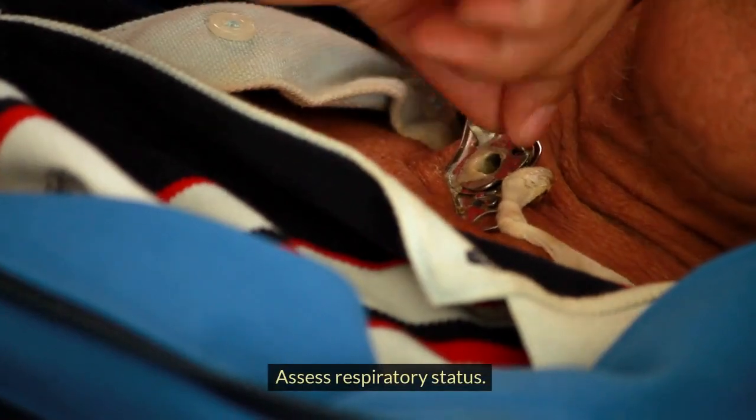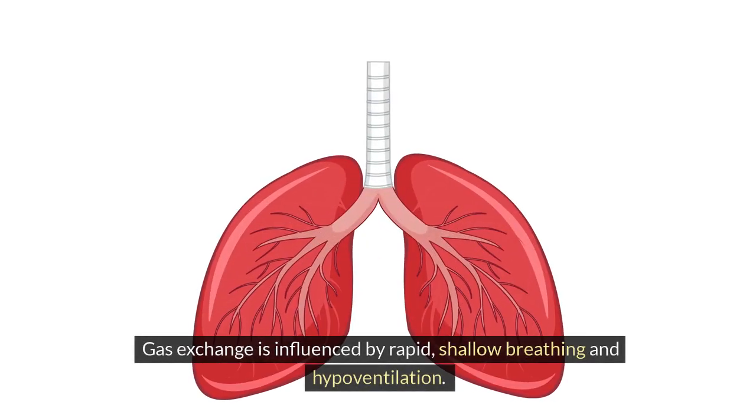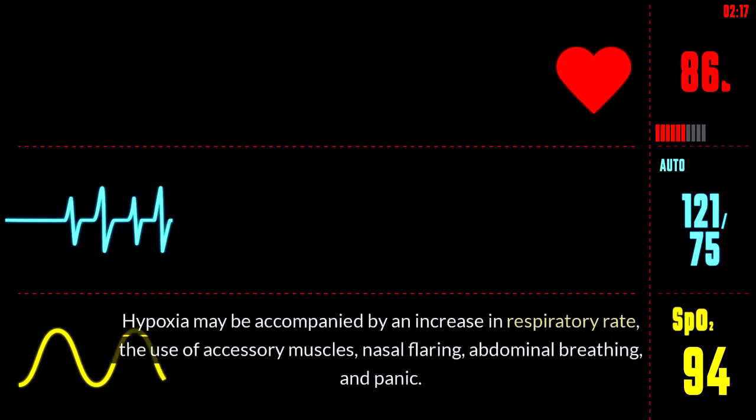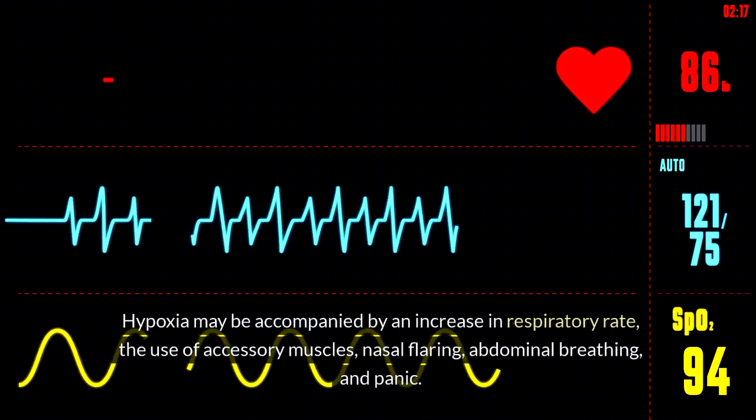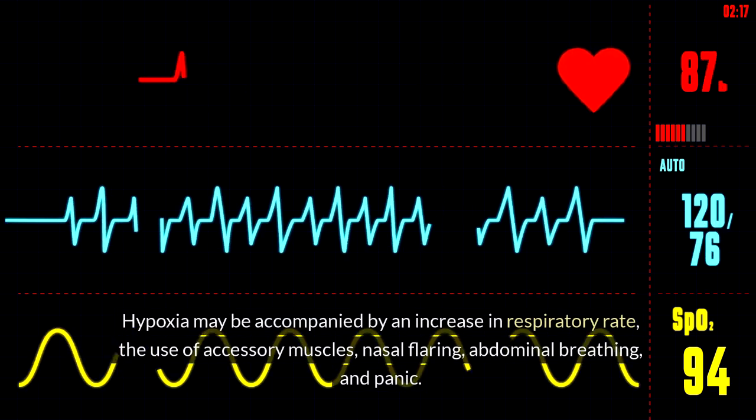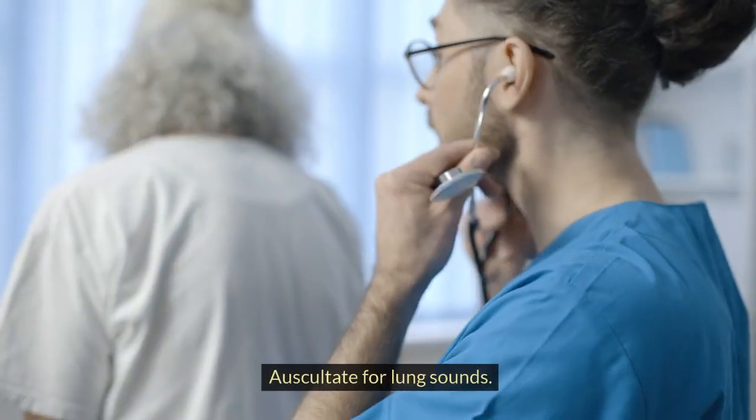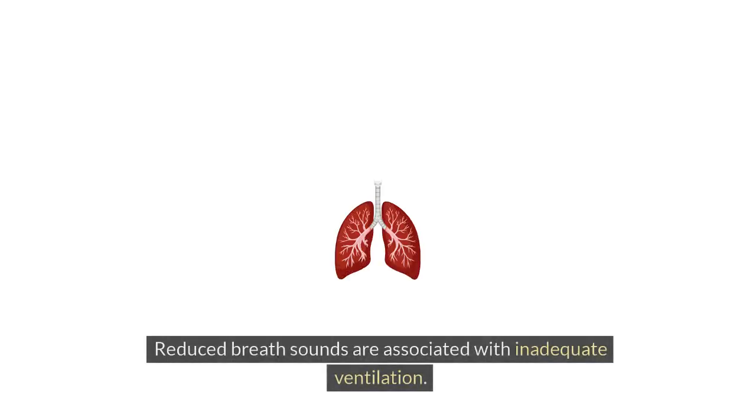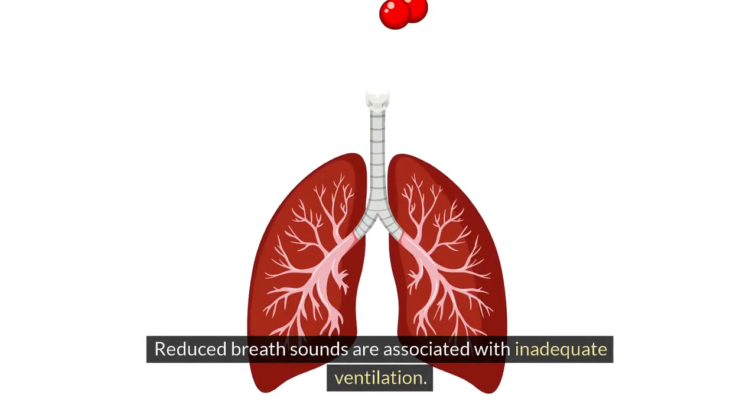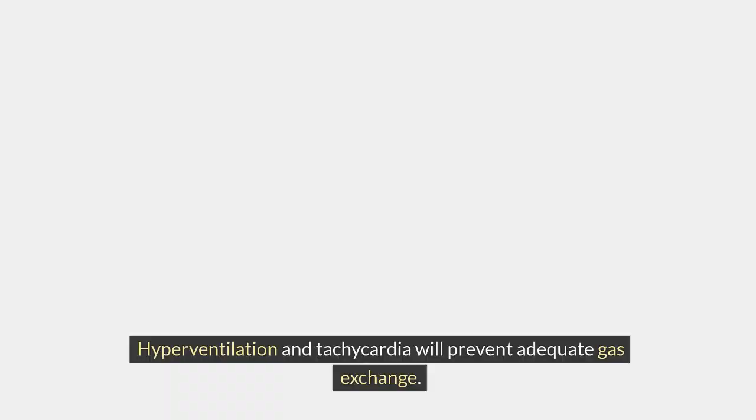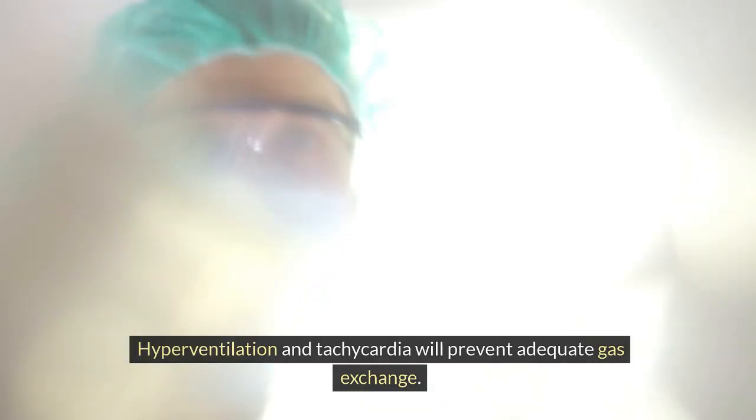Assess respiratory status. Gas exchange is influenced by rapid, shallow breathing and hypoventilation. Hypoxia may be accompanied by an increase in respiratory rate, the use of accessory muscles, nasal flaring, abdominal breathing, and panic. Auscultate for lung sounds. Reduced breath sounds are associated with inadequate ventilation. Monitor the heart rate and oxygen saturation. Hyperventilation and tachycardia will prevent adequate gas exchange.